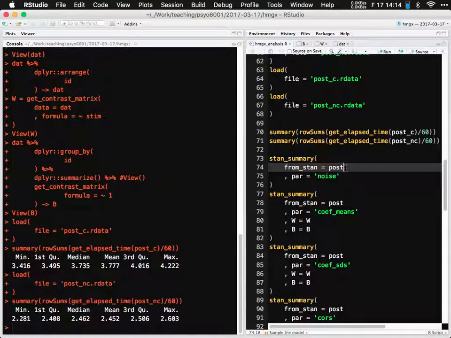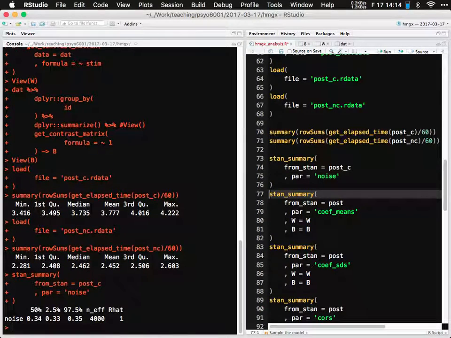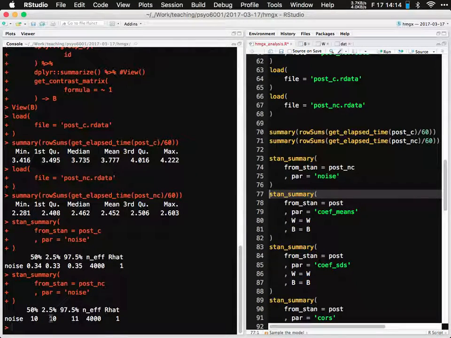Let's see how well did it sample noise? Okay, the noise parameter is okay for that one in terms of effective sample sizes and R hat. And ditto for this one. Oh, I guess I didn't unscale this one, but I did for this one. So that accounts for the different numbers you're getting there. But the effective sample size is the same for both, and R hat's the same for both.